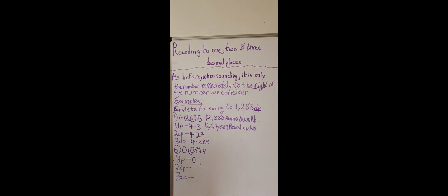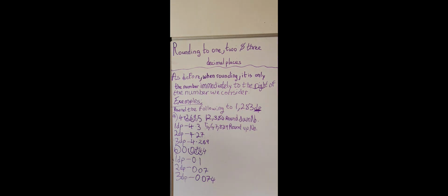So 2 decimal places is going to go 1, 2. 4 is a round down number, so it's going to be 0.07. For 3 decimal places, this is going to be 1, 2, 3. 4 is also a round down number, so it's going to be 0.074.